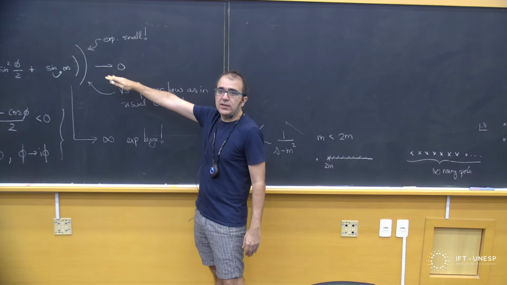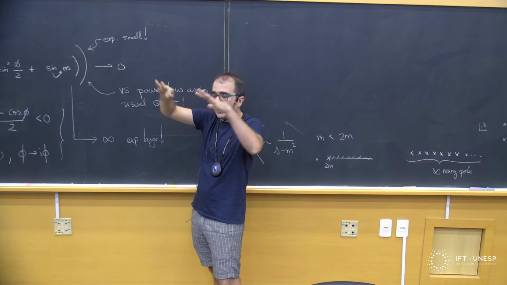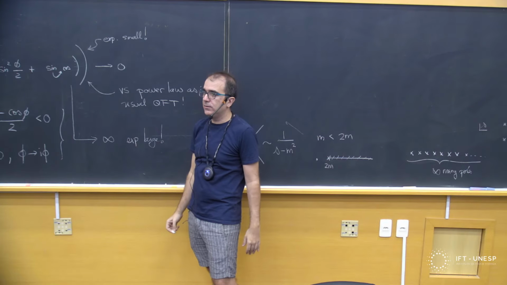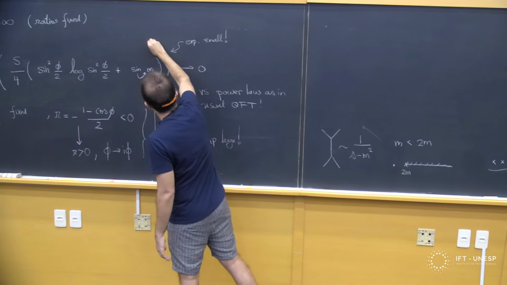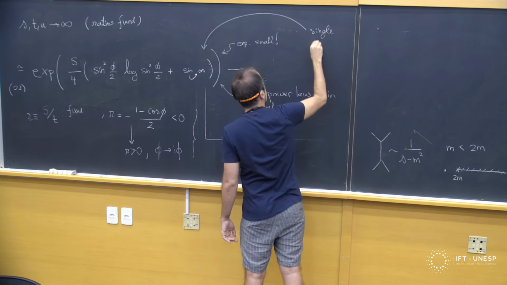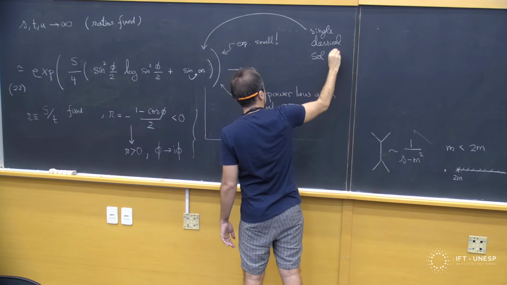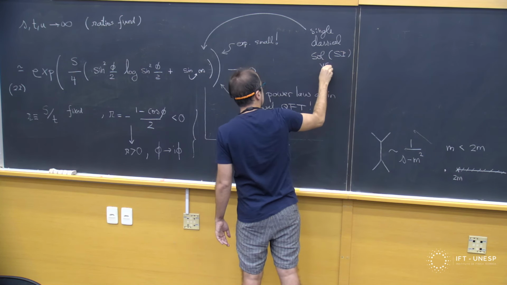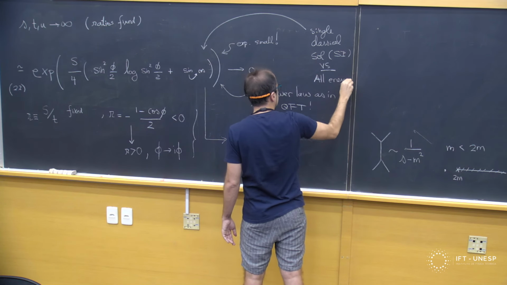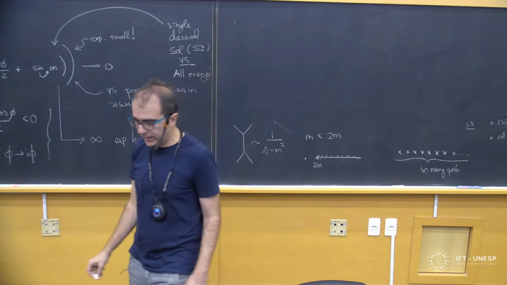Very different here. Here the contribution at high energy is localized at a saddle point. It's just a classical solution. It's a single classical solution that is contributing at large energy. So that's a huge difference. So this is being dominated by a single classical solution. By this we mean saddle point versus all energies contributing as in usual quantum field theory. Okay, so that's very, very different.